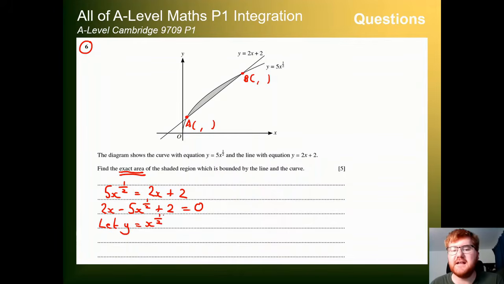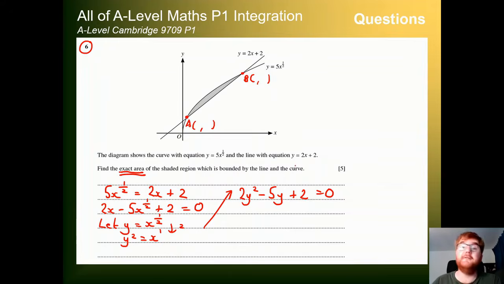Now, if y is equal to x to the power of a half, if we square both sides, we get y squared is equal to x. Notice if we square, a half times 2 is equal to just 1. Now, the reason we've done that is wherever I see an x, I can replace it with a y squared. So I get 2y squared. Wherever I see an x to the power of a half, I put a y. And notice we've now got it in a comfortable quadratic form.